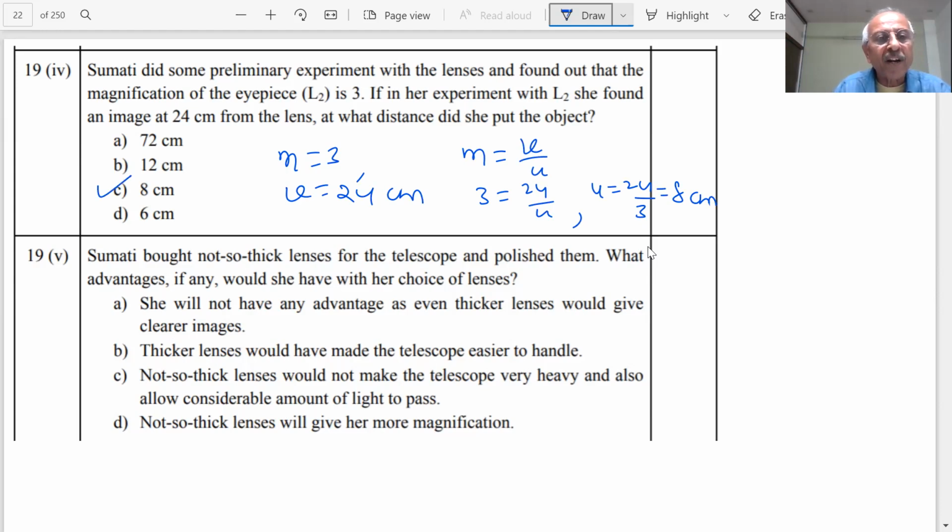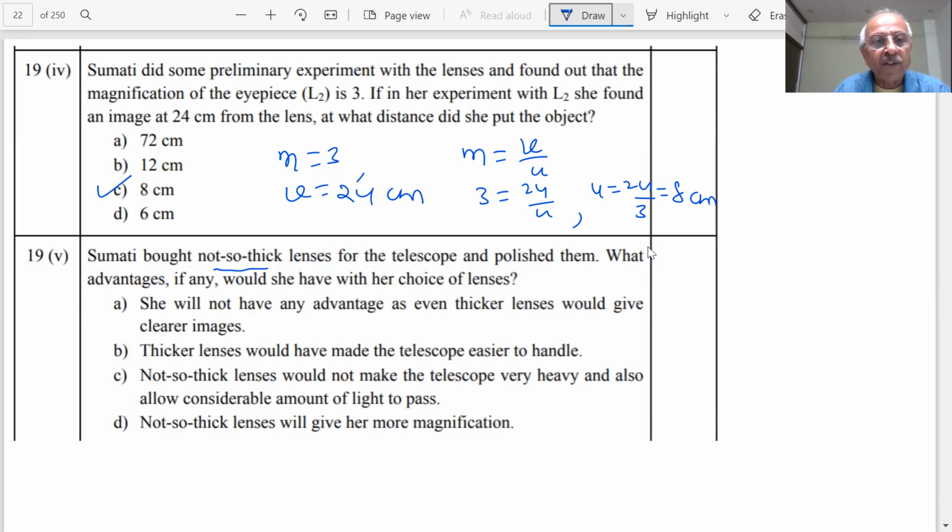Question number 5, student. Sumiti bought not so thick lenses for the telescope and polished them. What advantage, if any, would she have with her choice of lenses? In the paragraph, it has already been written, student, that if the lenses become very heavy, then they are difficult to make. Please read the question carefully. Sumiti bought not so thick lenses for the telescope and polished them. What advantage, if any, would she have with her choice of lenses?